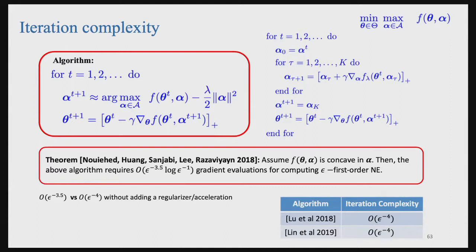And you see that with this simple algorithm, where you just add a regularizer, if you choose your lambda small enough, order epsilon, you can guarantee that it's solving the original problem, and it actually improves over the existing literature. Order epsilon to the minus 3.5 versus epsilon to the minus 4, which is the known rate in the literature, just by doing a simple trick.